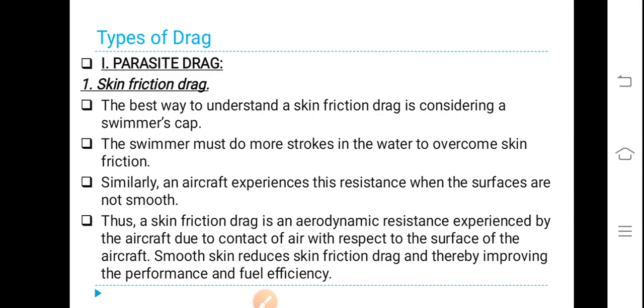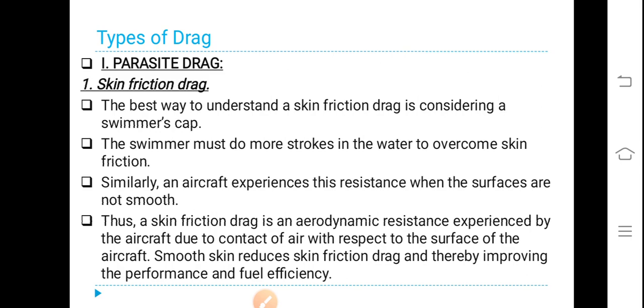Parasite drag, skin friction drag. The best way to understand skin friction drag is by considering a swimmer's cap. The swimmer must do more strokes in the water to overcome skin friction. Similarly, an aircraft experiences this resistance when the surface is not smooth.